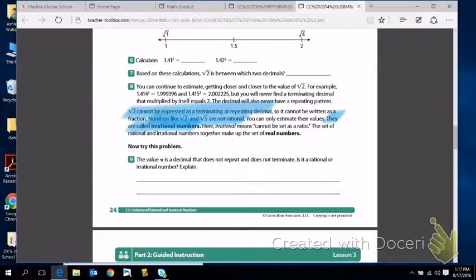Now we're asked to try a problem. It says the value of pi is a decimal that does not repeat and does not terminate. Is it rational or irrational? And explain. If pi does not repeat and does not terminate, it's irrational, and therefore can only be estimated.